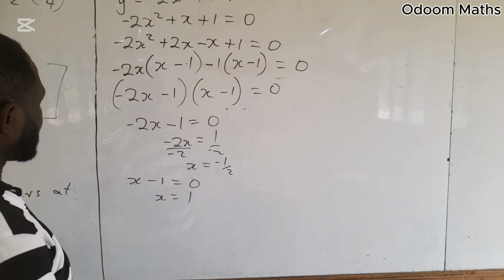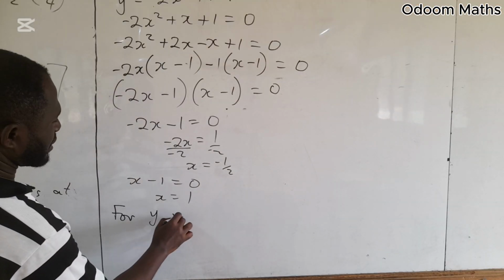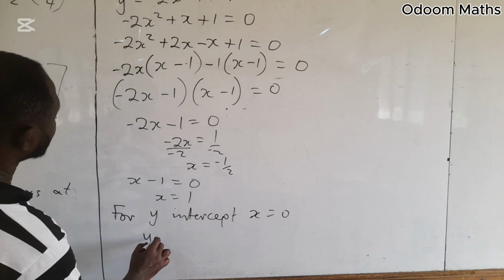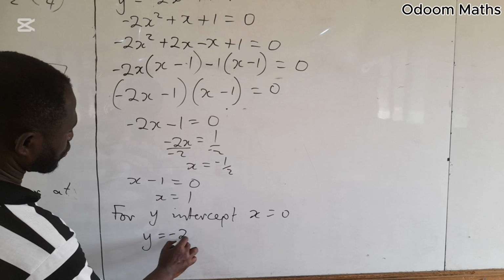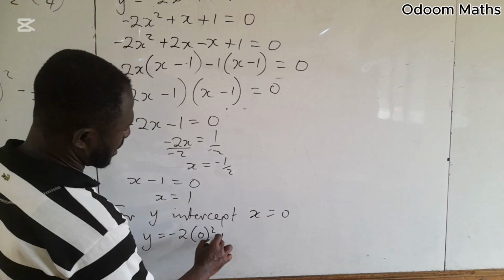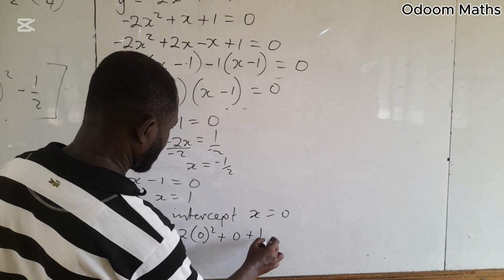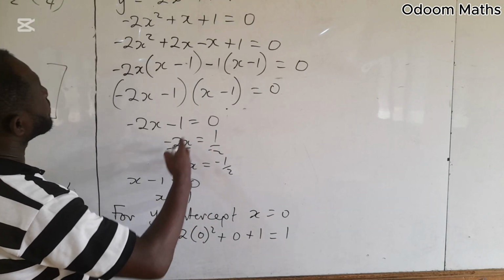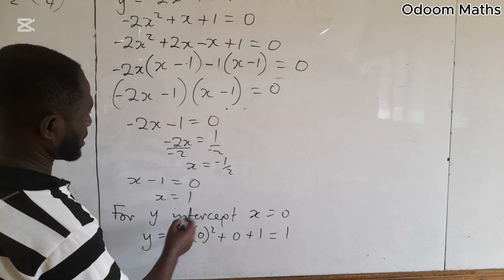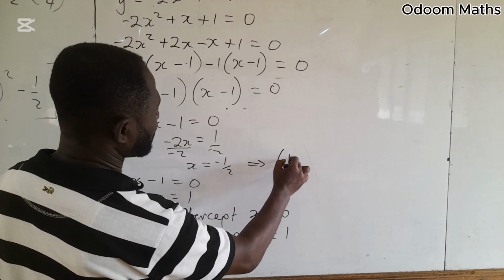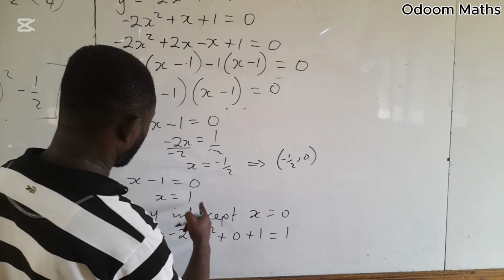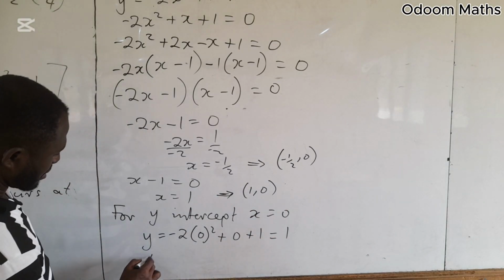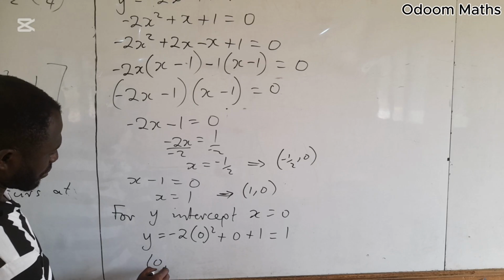So now next, for the y-intercept, x should also be 0. So in this case, y equals negative 2 into bracket 0 squared plus 0 plus 1. So here our y will be 1. So for the x-intercept, the points we are going to plot become negative 1 over 2, 0. Then this place also becomes 1, 0. So on the y, we have 0, 1.